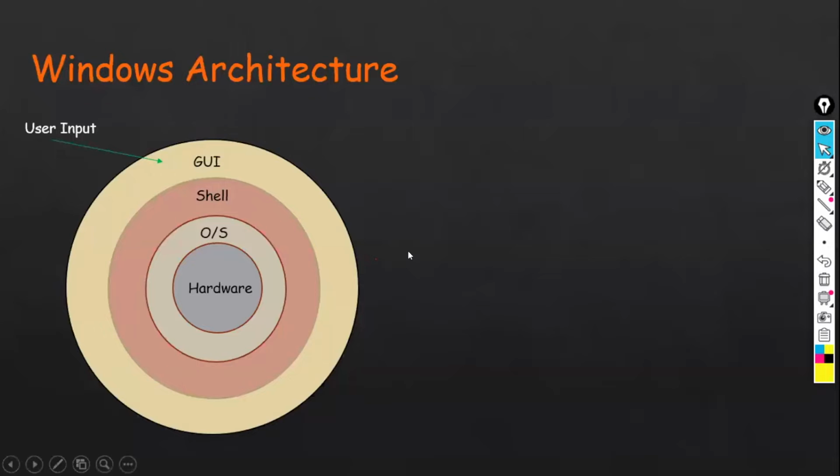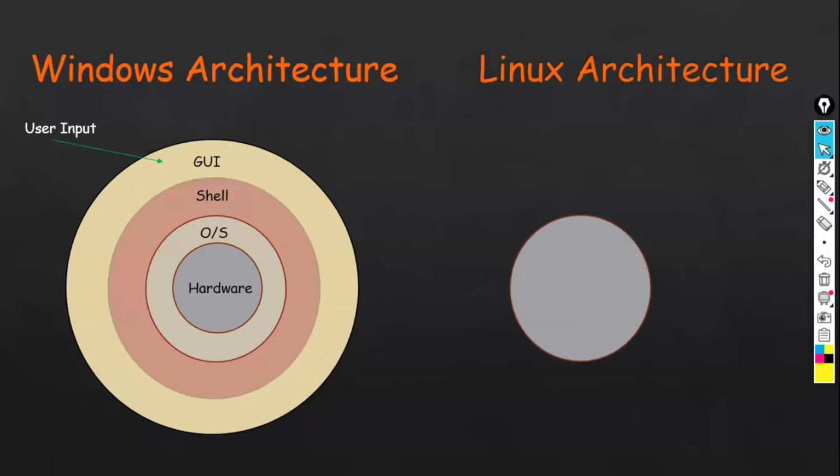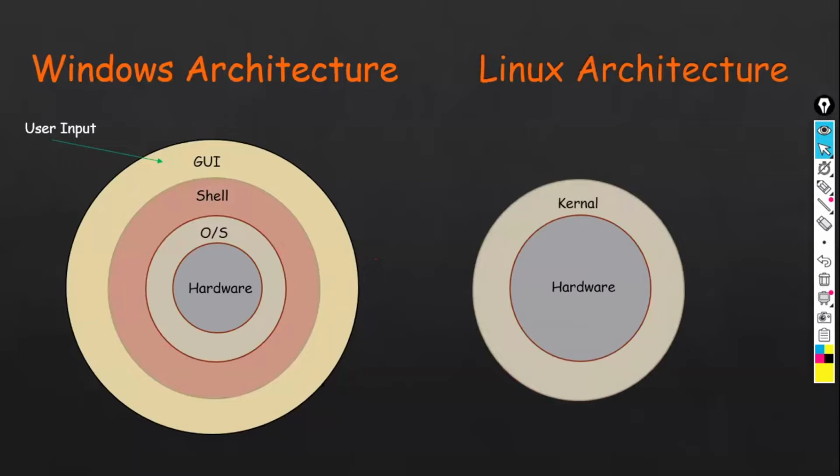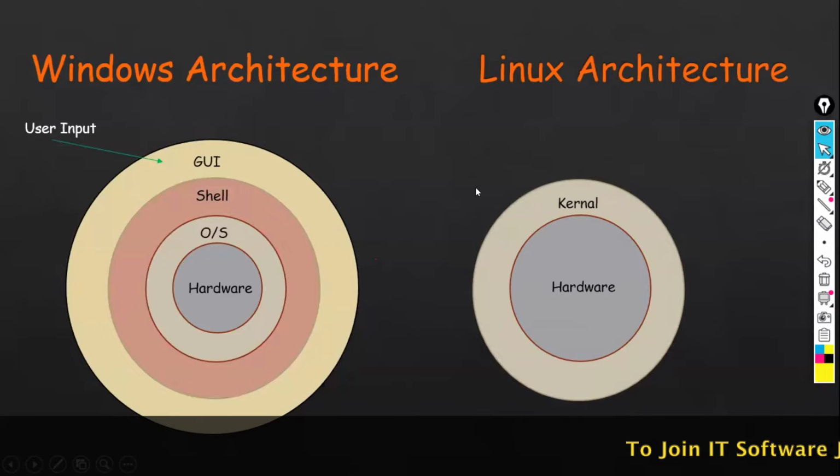Next, Linux architecture. In Linux also we have hardware. On top of hardware, we install the kernel. Kernel is also nothing but the operating system, but the terminology here we use is kernel. In Windows, we use the terminology operating system. In Linux, we use the terminology called kernel, but both are the same. Both are operating systems.